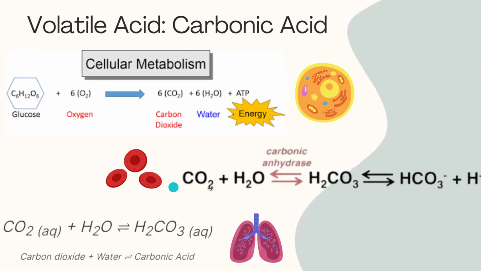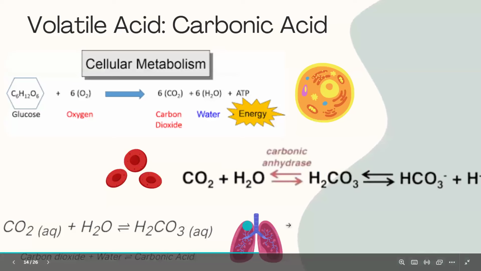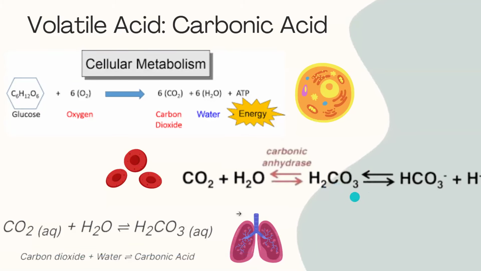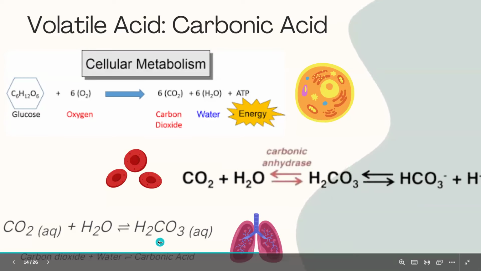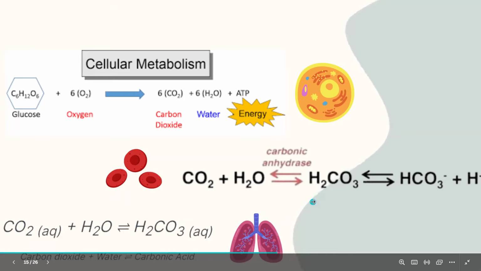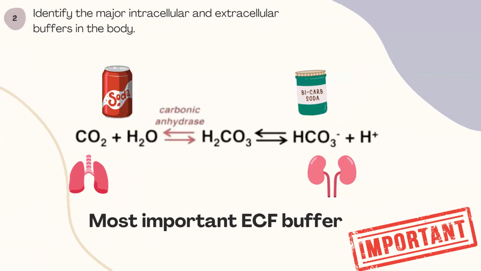And so this is the source, the cells, respiration, and this is the loss, the lungs, because it gets transported in the ECF. Then when it gets to the lungs, carbonic anhydrase is there again to save the day. It converts carbonic acid back into CO2, and then that can be exhaled from our lungs. So that's objective one done.